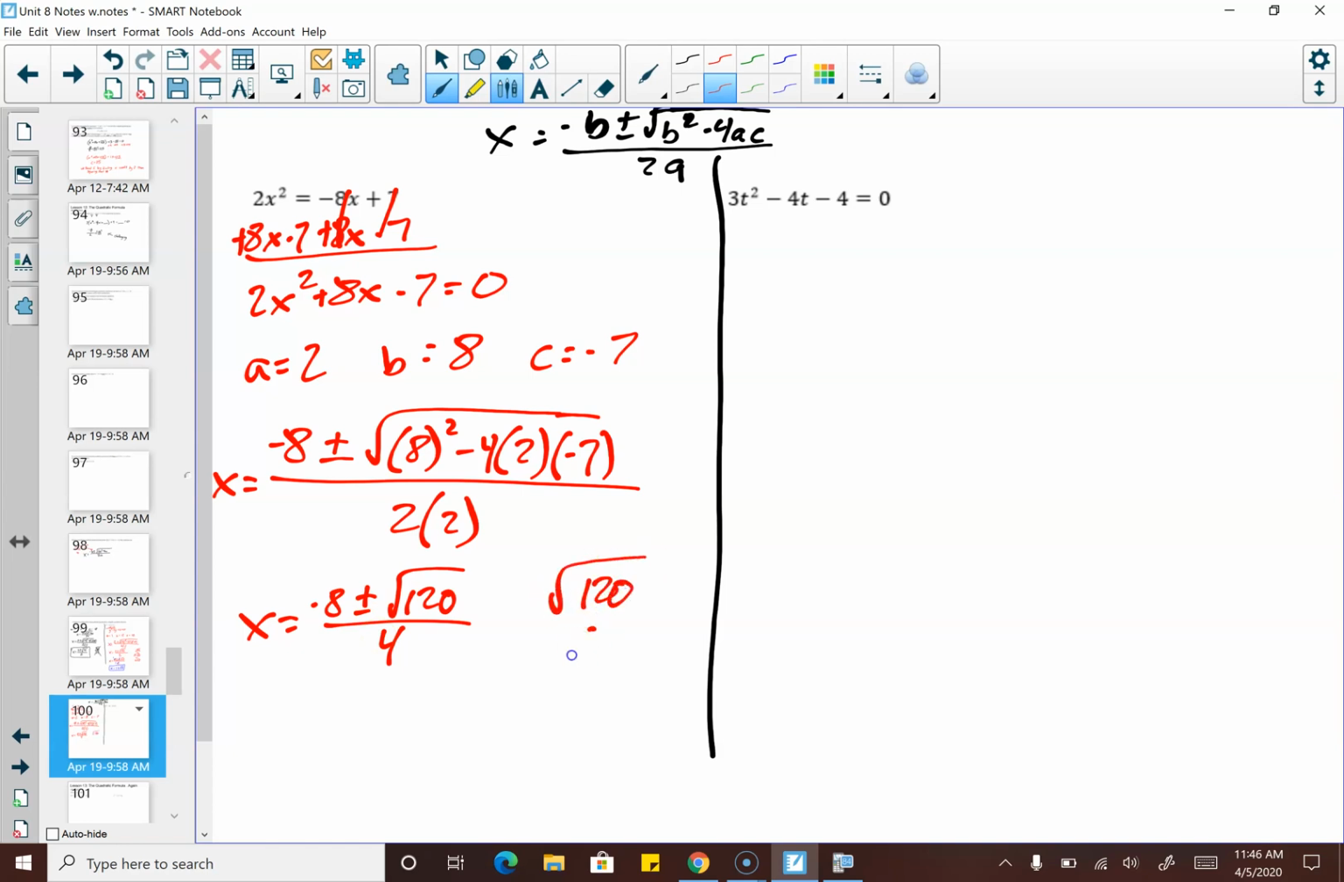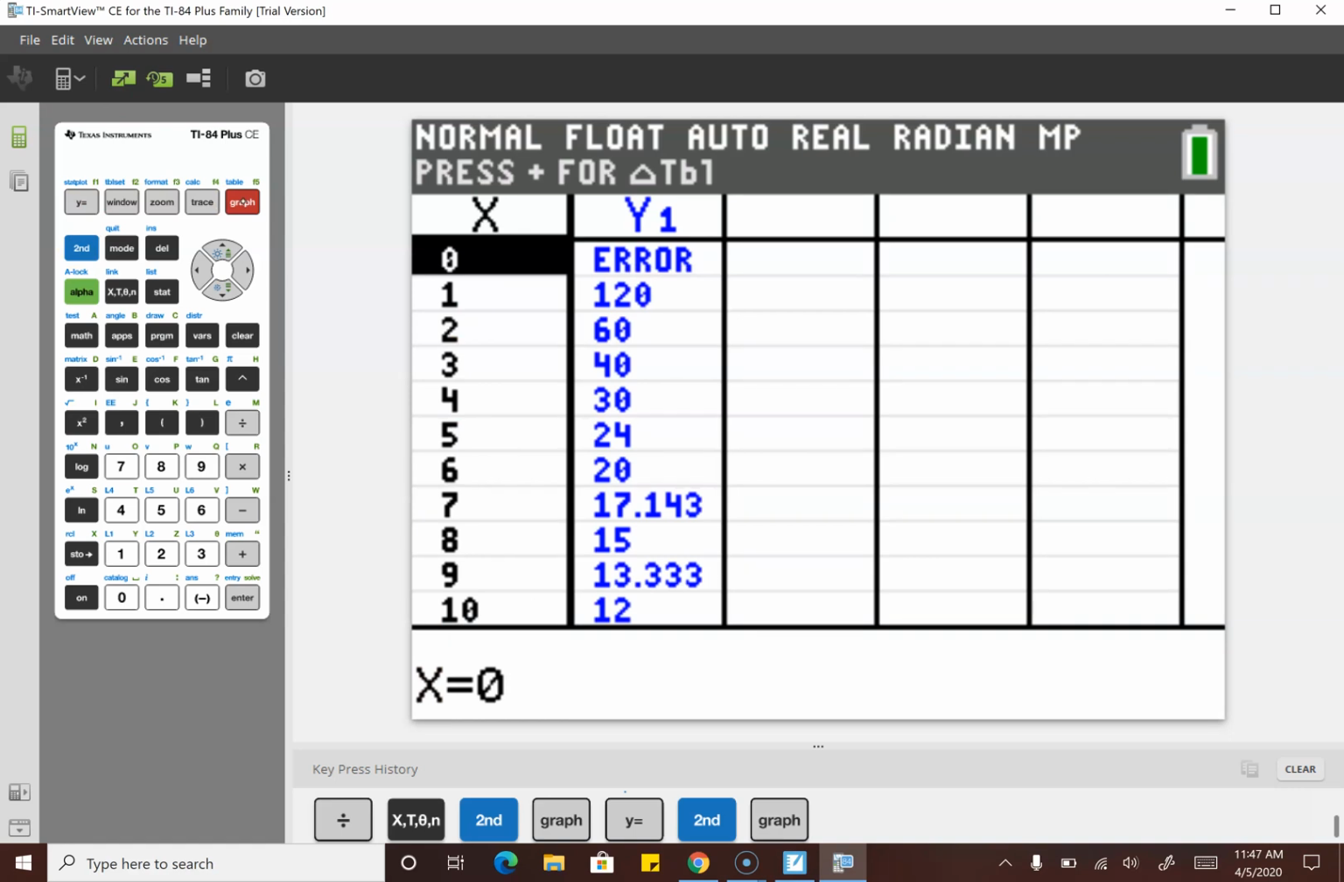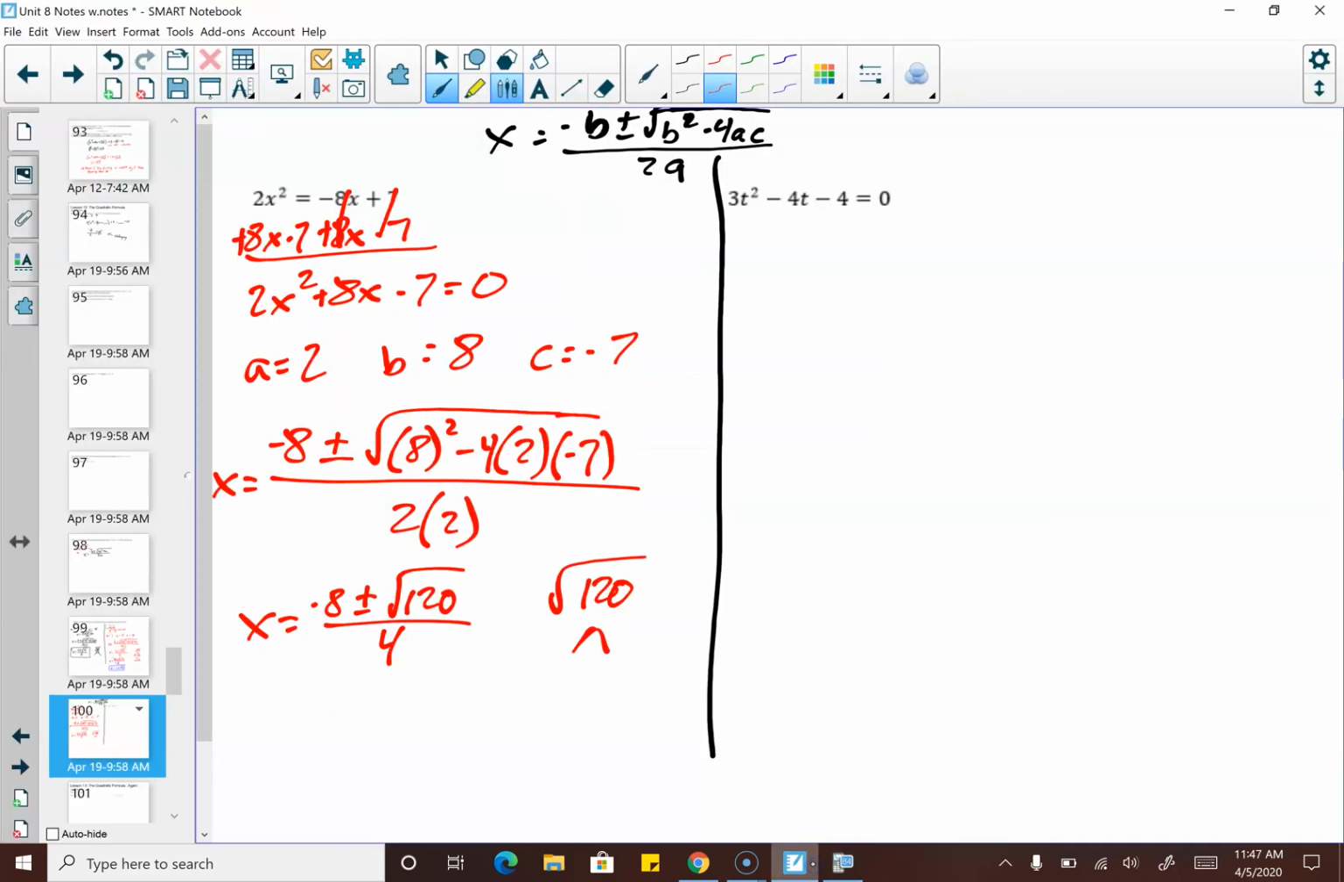120 is not perfect. Let's see if it splits. Remember, if you can't figure out what the numbers that multiply to give you something is, go to your calculator, go y equals, do 120 divided by x, and you go to your table. And as I look through all of our combinations here, the only one with a perfect square that I see is this 4 and 30 piece. So square root 4, square root 30 gives us 2 square root 30.